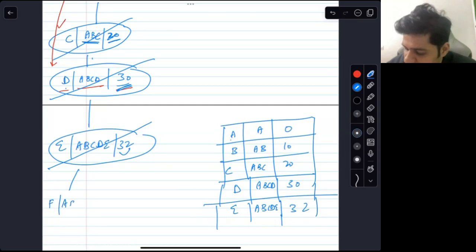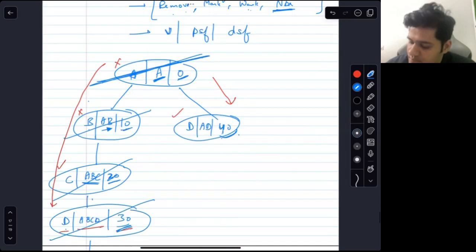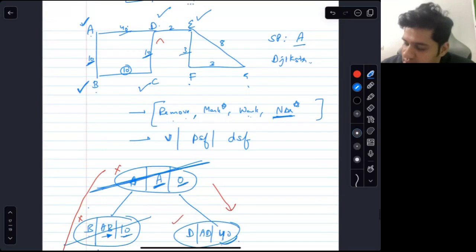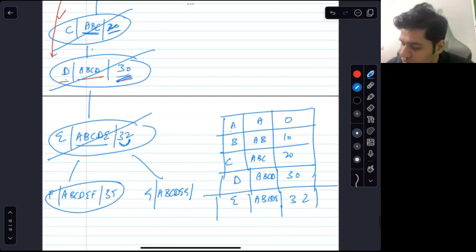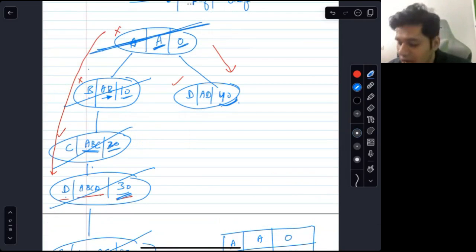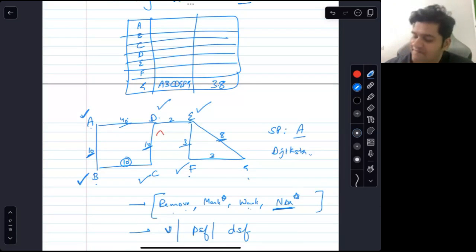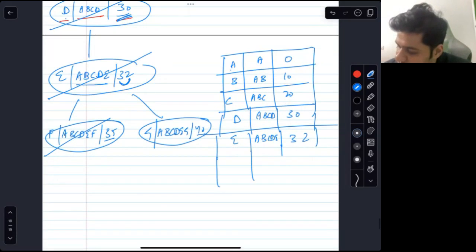F: A, B, C, D, E, F, 32 plus 3, 35. And G: A, B, C, D, E, G, 32 plus this edge, 8, 40. So I see a 35 here, a 40 here, and a 40 here. So I will remove F. Mark F. Work for F.